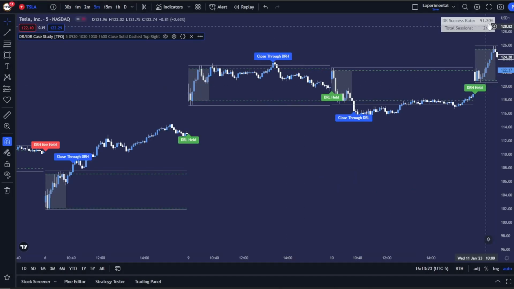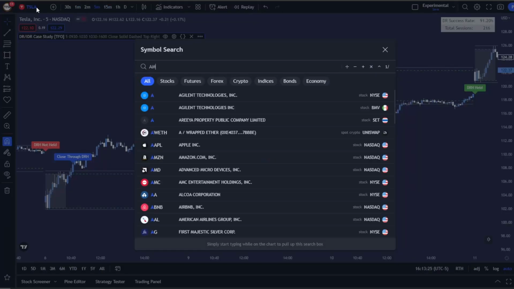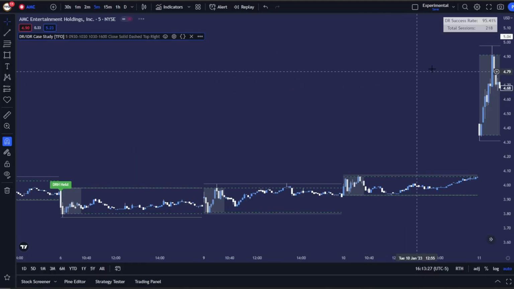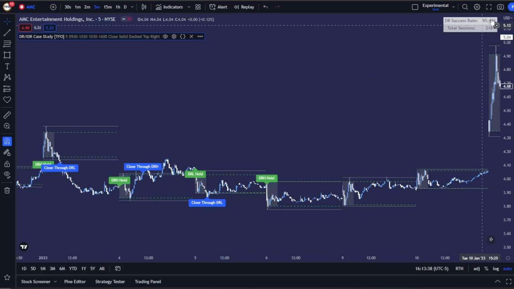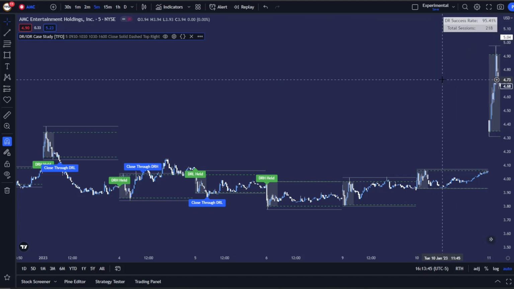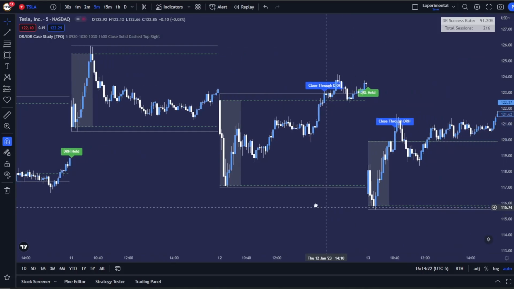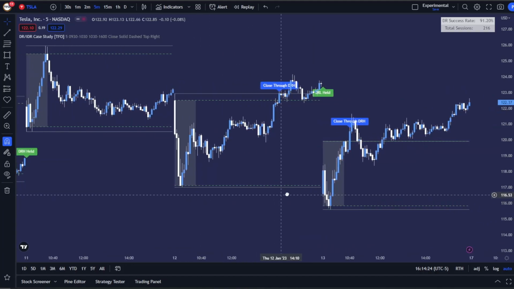So, Tesla, 91% success rate. I think AMC had something ridiculous, like a 95% success rate. But this alone isn't something to have a trading strategy based off of. You obviously need a plan for different entry techniques and everything. So it could just be another potential addition to determine bias for the day.